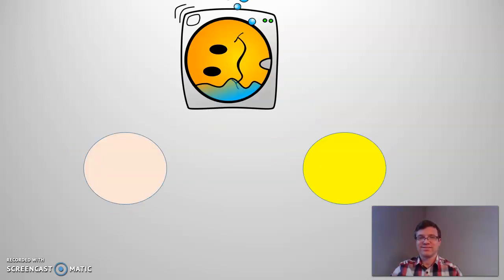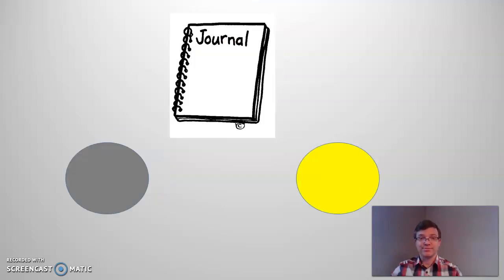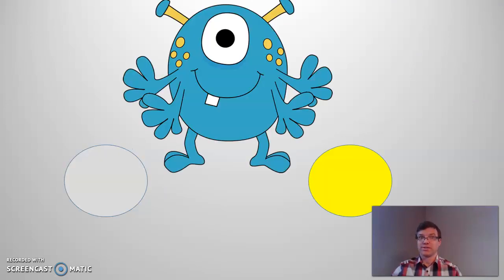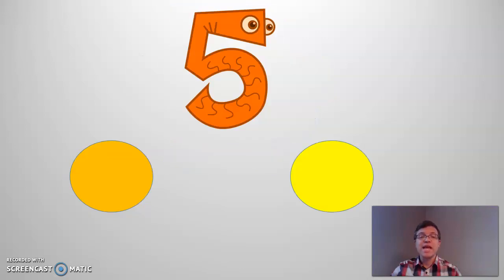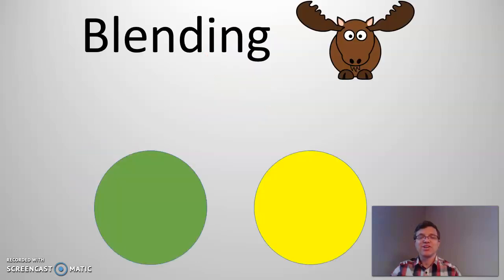Ig. Say laundry. Without dree, what's left? Lawn. Say journal. Without no, what's left? Jur. Say monster. Without stir, what's left? Mon. Say number. Without burr, what's left? Num. Great job. Now it's time for blending.